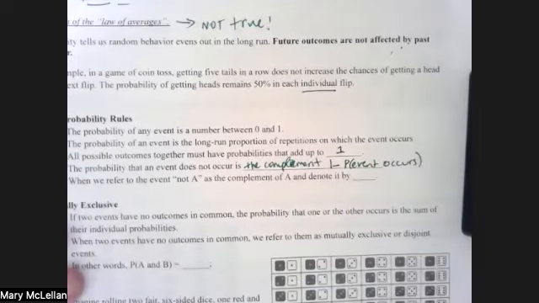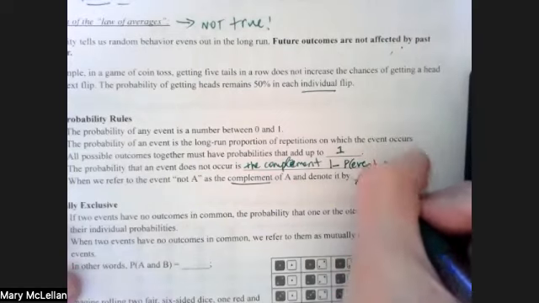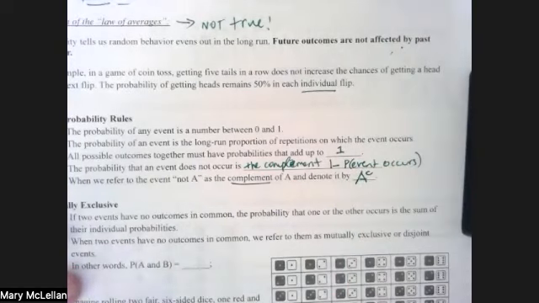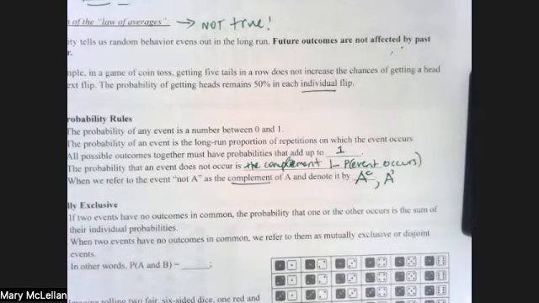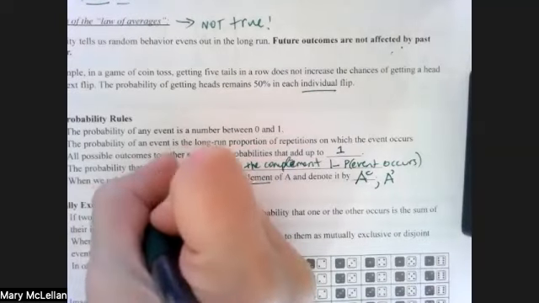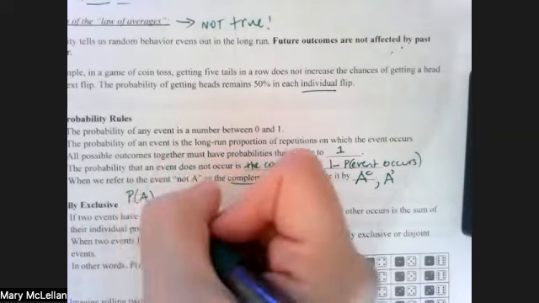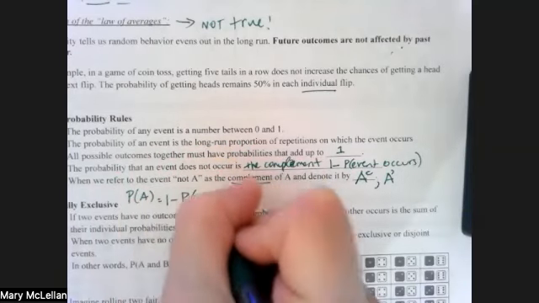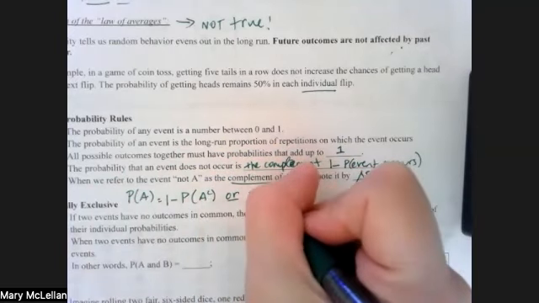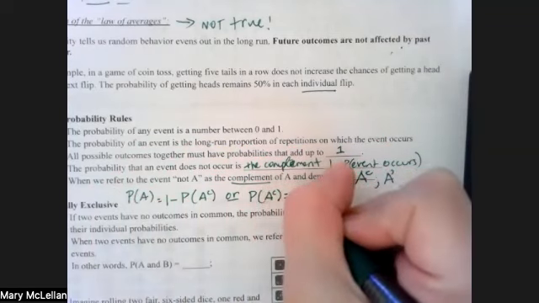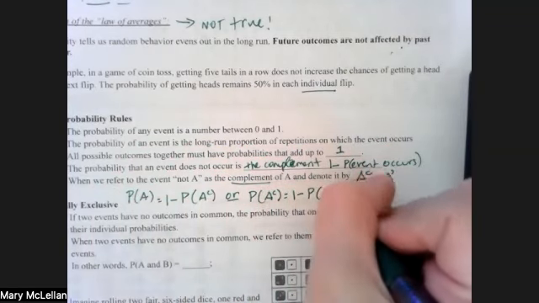And when we refer to the event not A, it's the complement, and we write A to the C. Sometimes we might write A prime. Both of those mean complements. And in this situation, the probability of A, actually always, is equal to 1 minus the probability of the complement of A. And similarly, the probability of the complement of A is equal to 1 minus the probability of A.